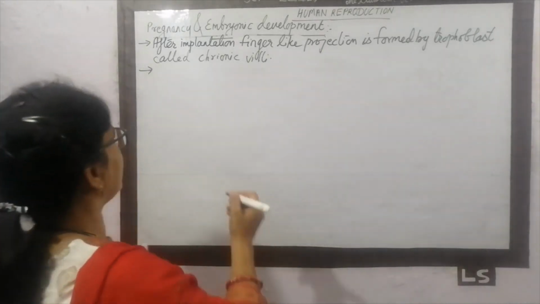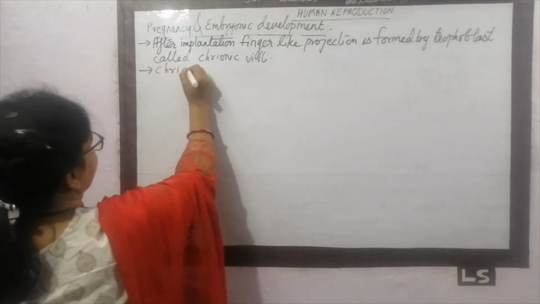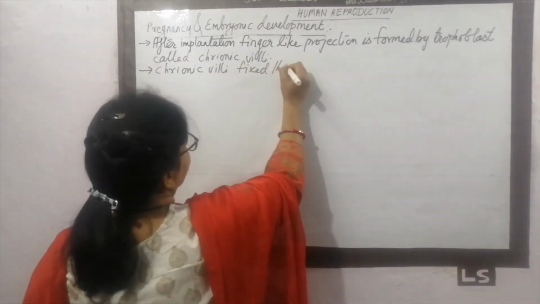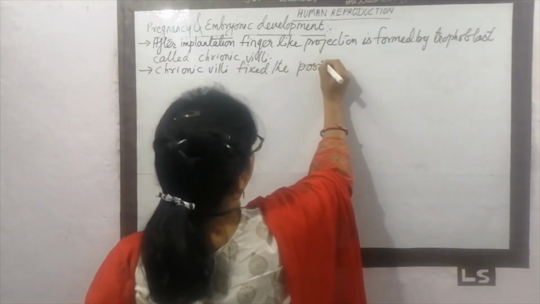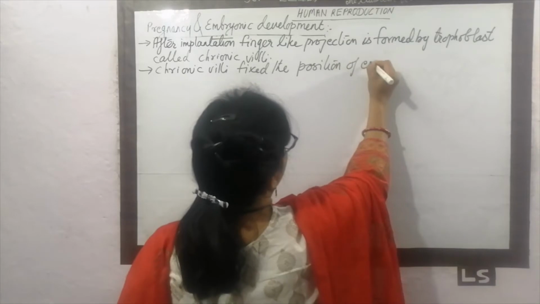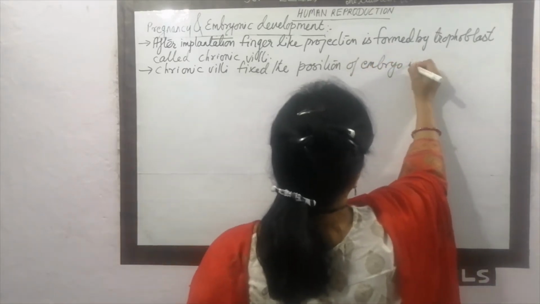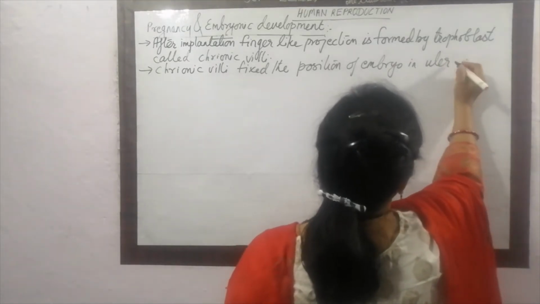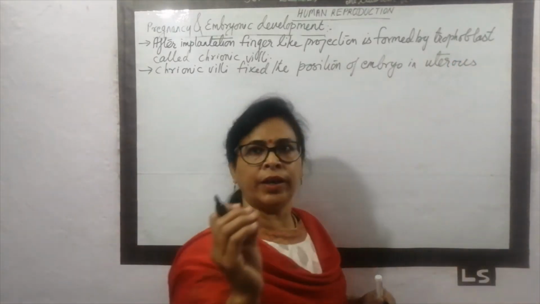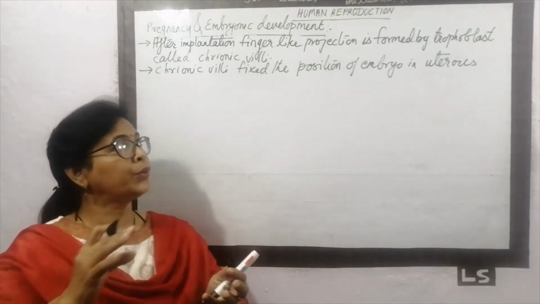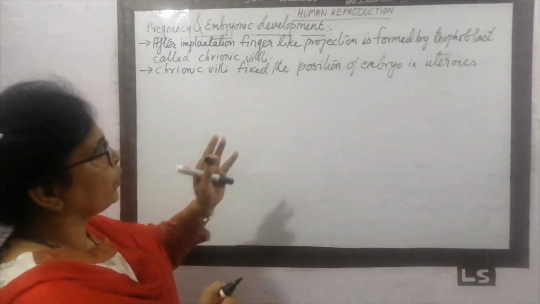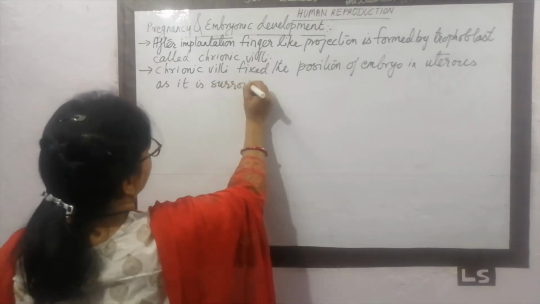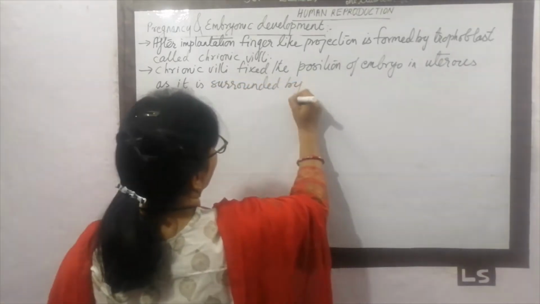So what is the role of the chorionic villi? Chorionic villi fix the position of the embryo in the uterus as it is surrounded by uterine tissue.